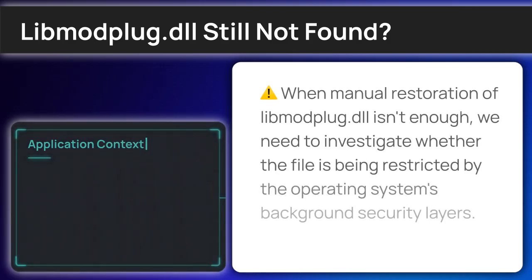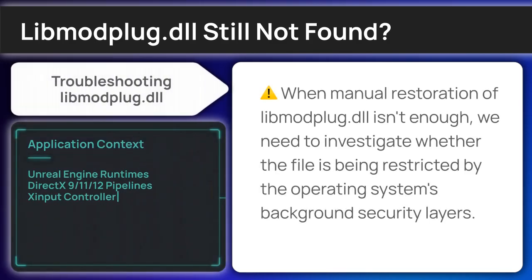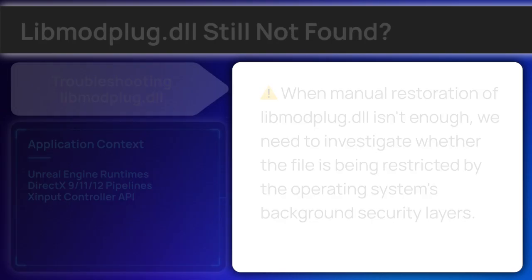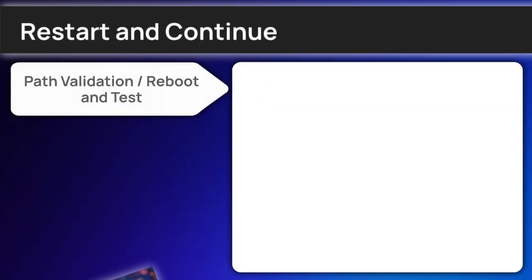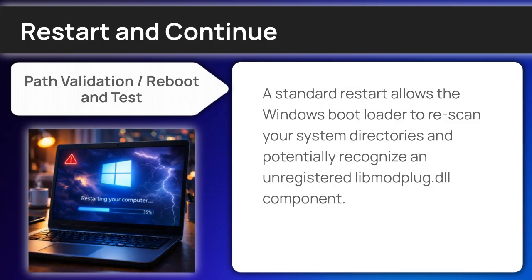When a fresh installer fails to clear the error, it typically points toward a deeper conflict within the Windows execution layer. A quick reboot can determine if the error is transient. While it won't fix a deleted file, it can re-establish the connection between your software and the libmodplug file if the path was temporarily busy.